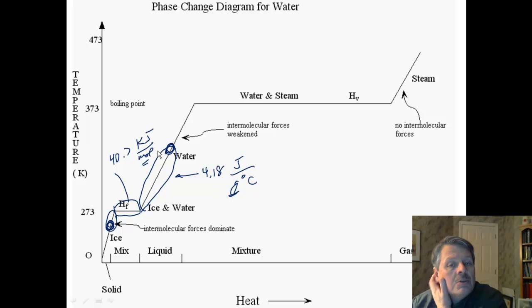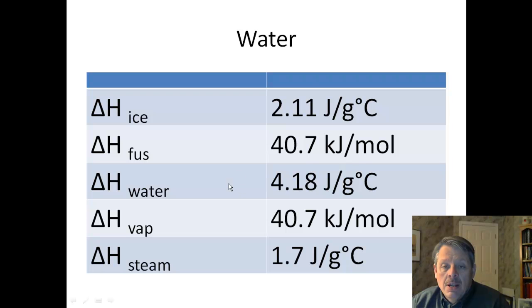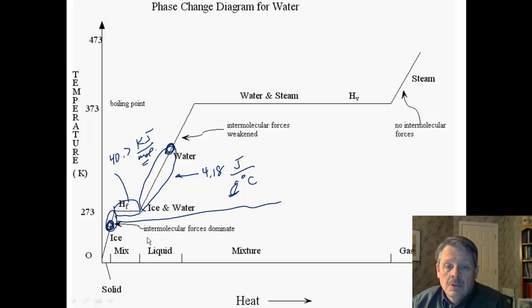You'll notice there's no degree centigrade down here. Why isn't there any degree centigrade? Well, because your temperature is not changing. Your temperature is staying at 0 degrees. But your temperature is changing down here where the ice is warming up, and that one is 2.11 joules per gram degree centigrade.